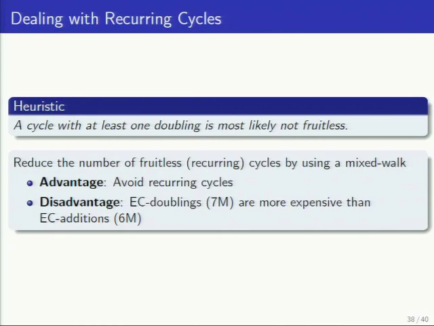So how are we going to fix this last issue? Heuristically, you can assume that a cycle with at least one duplication in it is not fruitless. What do we mean by this? Let's go back to the beginning of this presentation. We are actually looking for a cycle. The Pollard rho algorithm wants you to have a cycle, because then you get this collision. And if you have a cycle with at least one duplication in it, it's not fruitless. What does it mean that it's not fruitless? Then you can solve your discrete log problem.